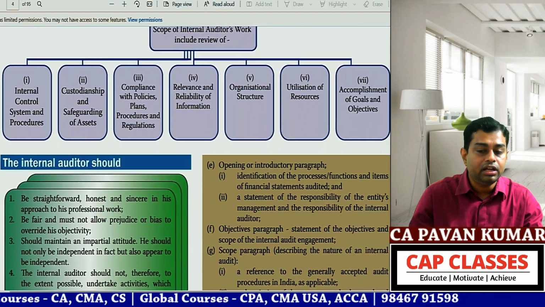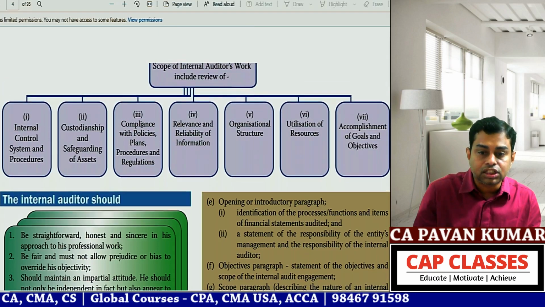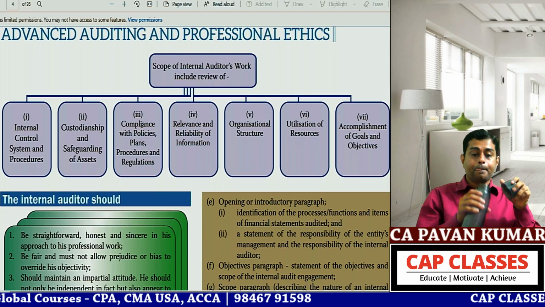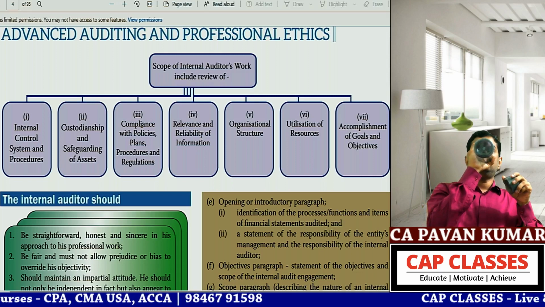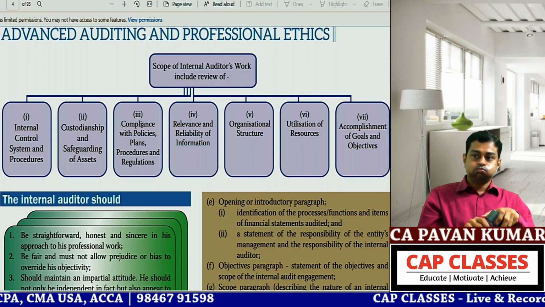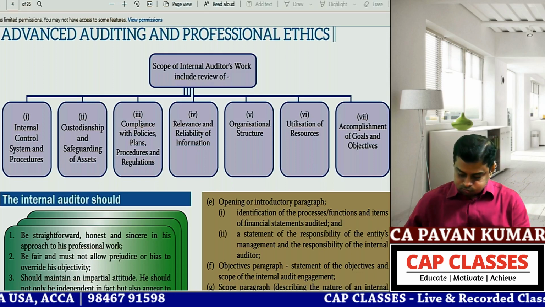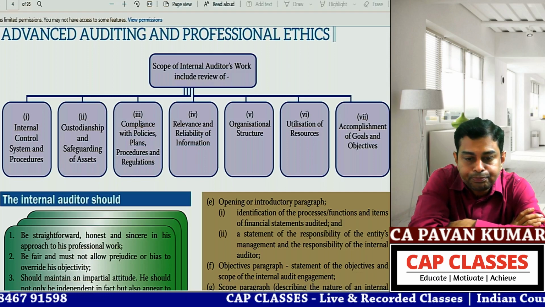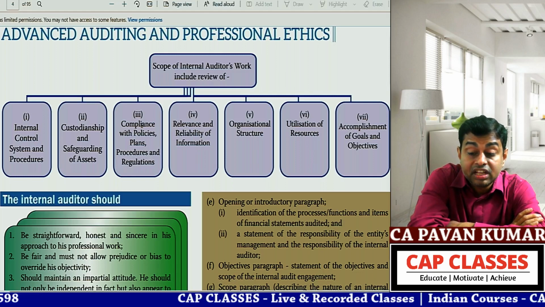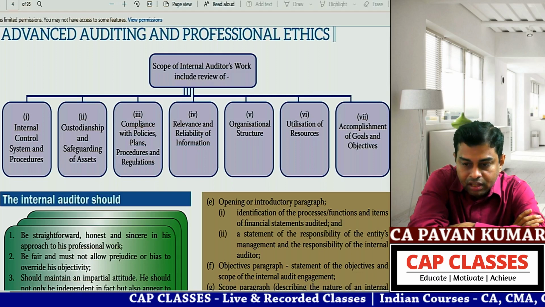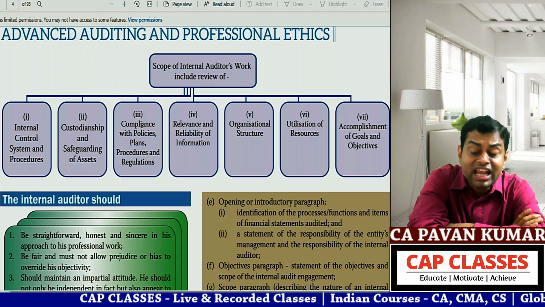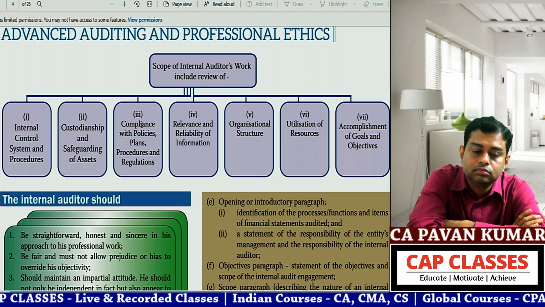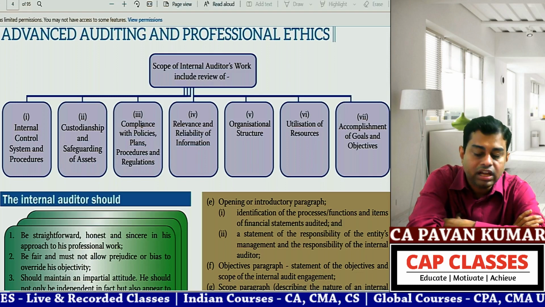Next, I will give you 20 seconds. Read this. Scope of internal auditor's work. There are 7 points there. Read all the 7 points. So here the keyword to be highlighted is what? After reading the whole story, what is the keyword? Very good, excellent. Review is the keyword.